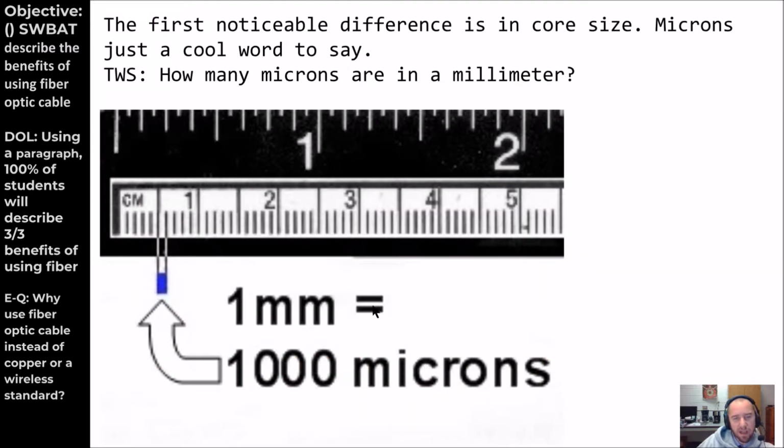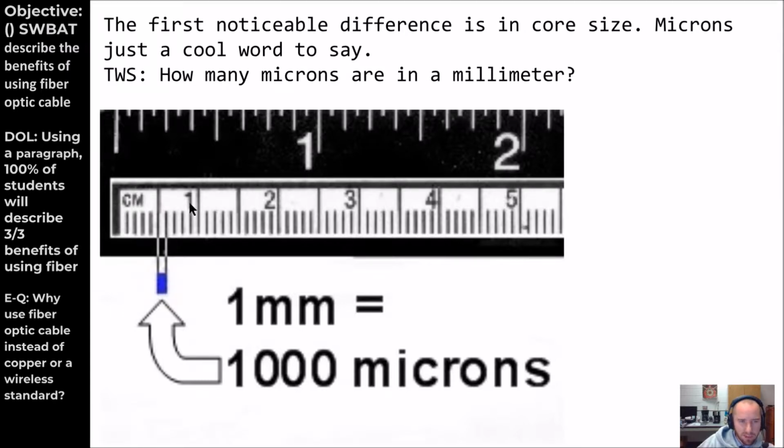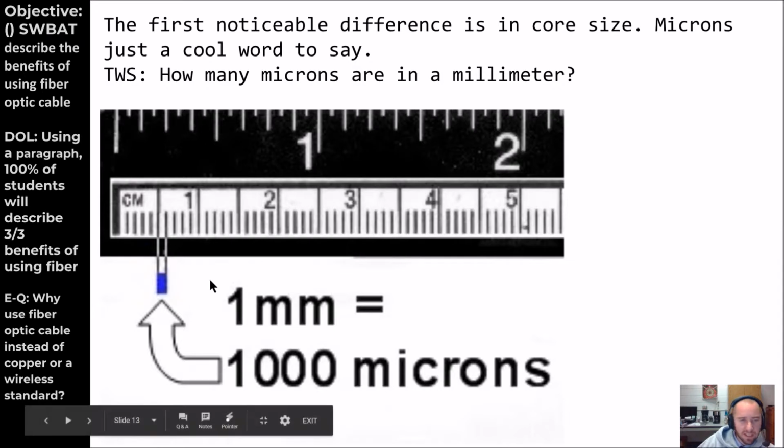So the last thing we need to talk about is microns. The first noticeable difference is in core size. So microns, just a cool word to say. Your think right share: how many microns are in a millimeter? And you'll use this picture to help you. See here we have a centimeter rule. So here's 1 centimeter, 2 centimeter, and so on. That means each of these is a millimeter. So how many microns in a millimeter?